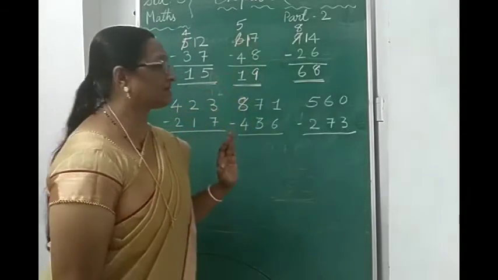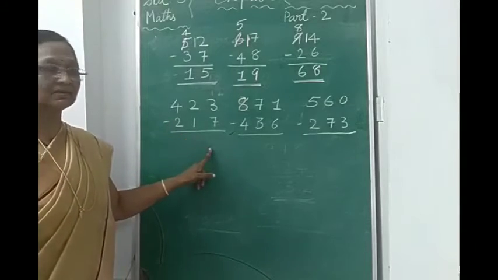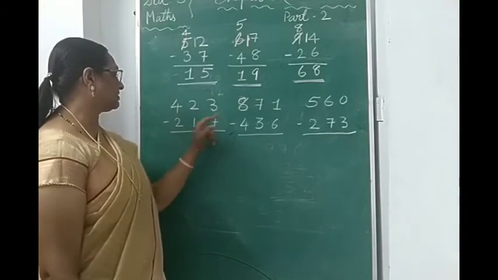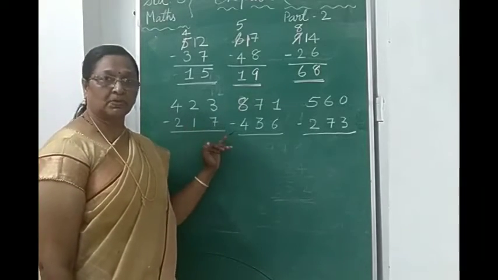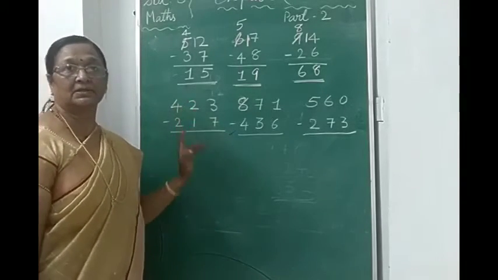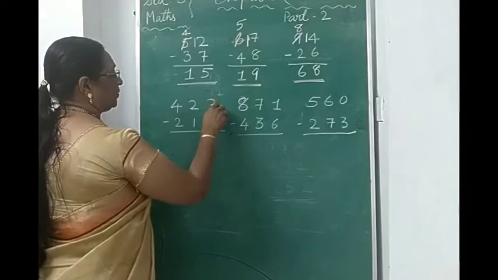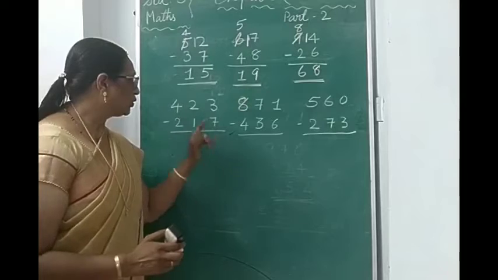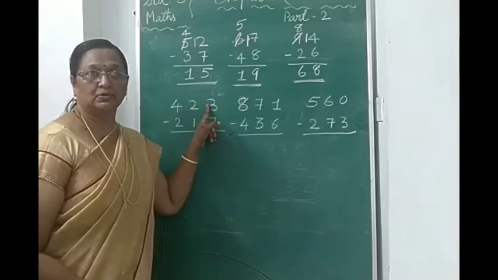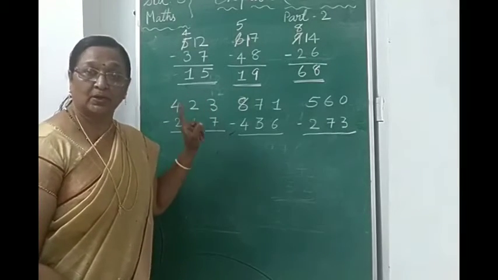Alright, now see the 3-digit numbers, students. We have written 3-digit numbers here, 423 minus 270. Now we are going to subtract here. The same way, compare the digits. Now the first one, ones place you have 3 and 7. Are you able to subtract 7 from 3? No, surely not. Then what we have to do?